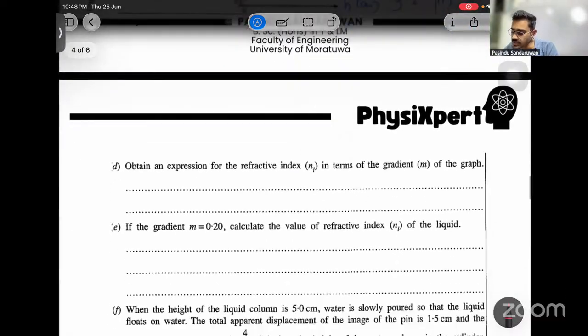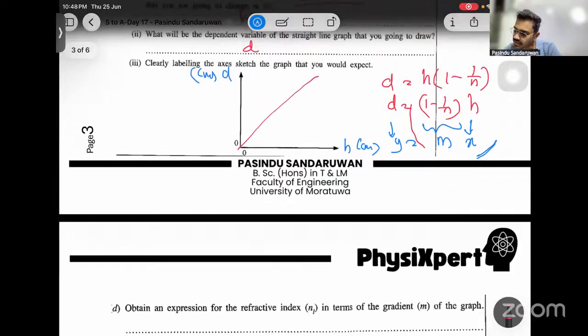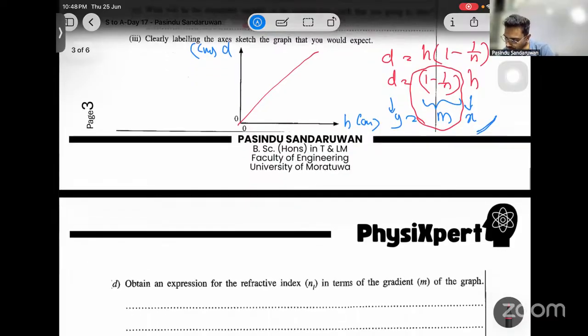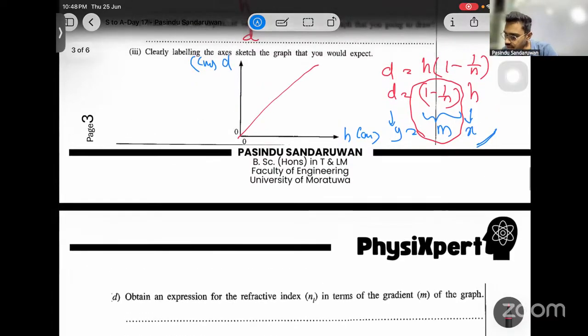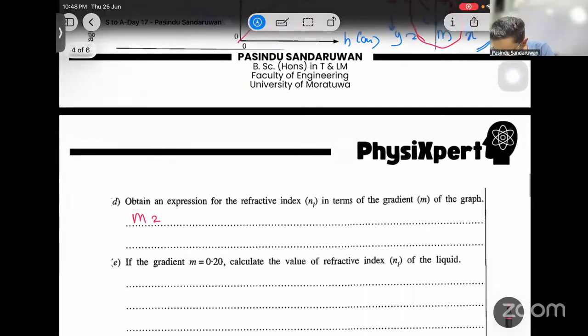D. Obtain an expression for the refractive index NL in terms of the gradient of the graph. Now we know what the gradient is. The gradient is 1 minus 1 over n, and n is NL now. So the gradient is 1 minus 1 over NL.